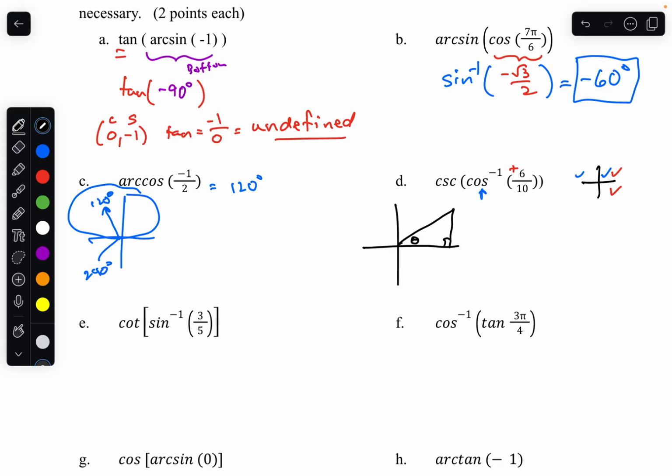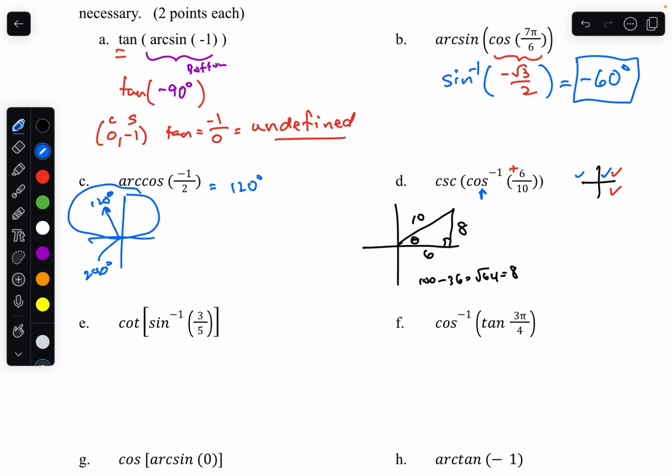Cosine is adjacent over hypotenuse. And if you do your Pythagorean theorem, 10 squared is 100, 6 squared is 36, and you do hypotenuse minus a leg, so that's 64. The square root of 64 is 8, so my missing side is 8.